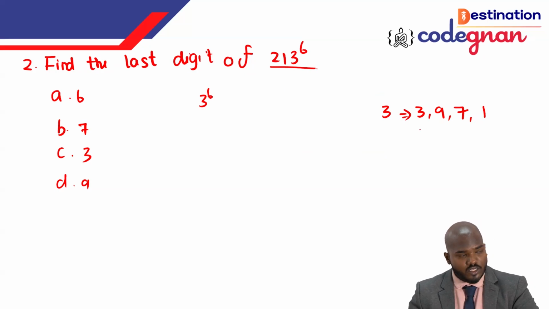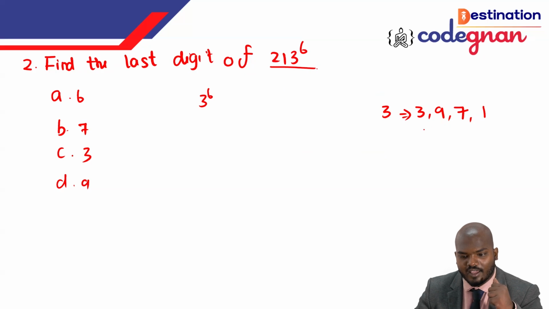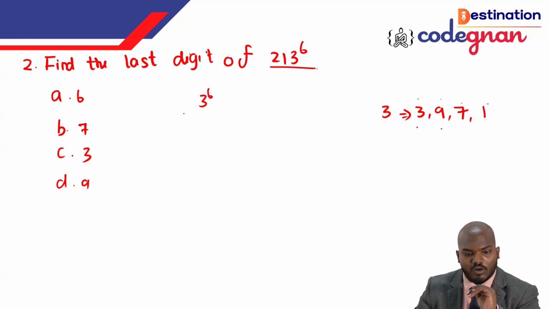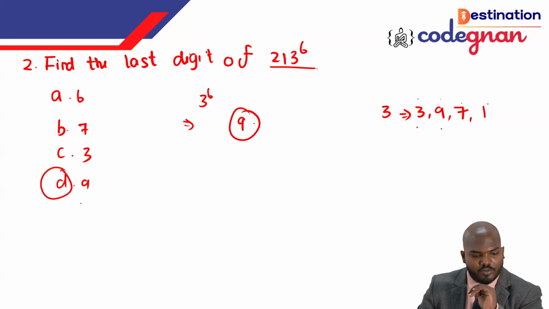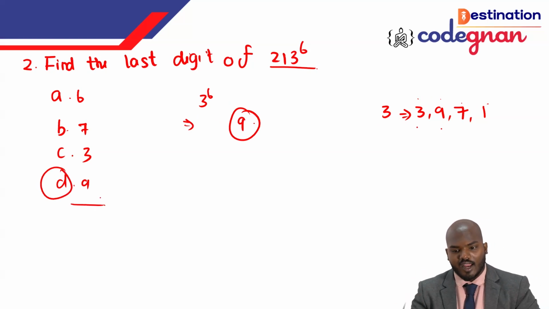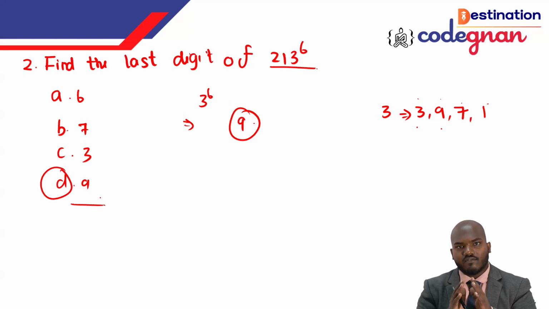So the cycle is 3, 9, 7, 1 is the value we will get here. We have 3 power 6 as the concern, so we count 1, 2, 3, 4, 5 and 6. Then you can say that the last digit is going to end with 9. So option D is the correct answer. You got it, guys? So 3 power 6, we can directly call it as 9. If you make the power cycle inside the factor, it will make you solve the question in a very easy way.